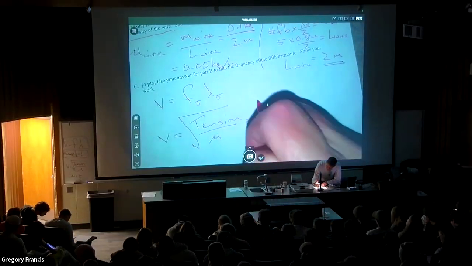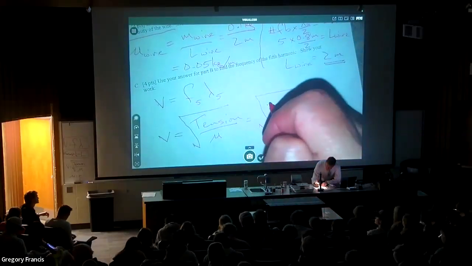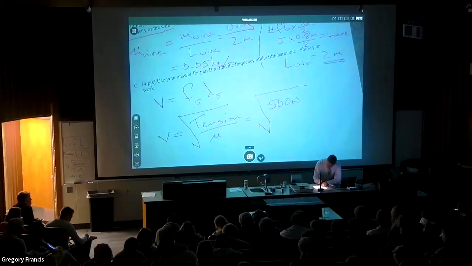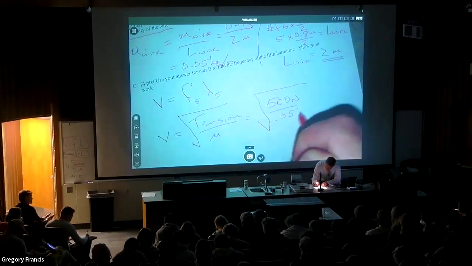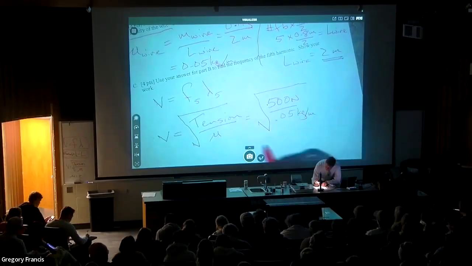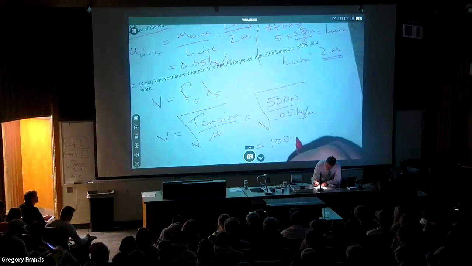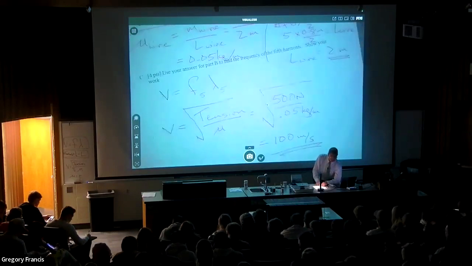I think we can all see that the tension, if I'm hanging a 50-kilogram block, is going to be 500 newtons. That's the weight. And if I divide that by 0.05 kilograms per meter, I get a wave speed of 100 meters per second. Okay.